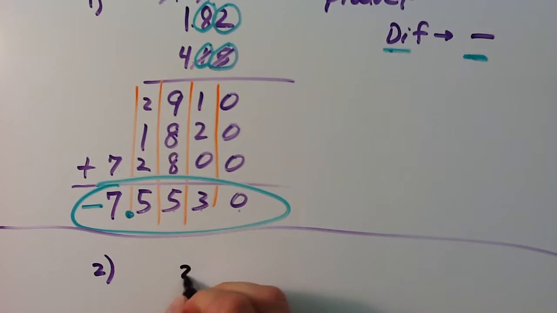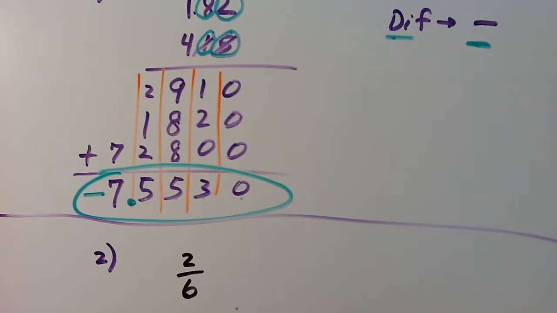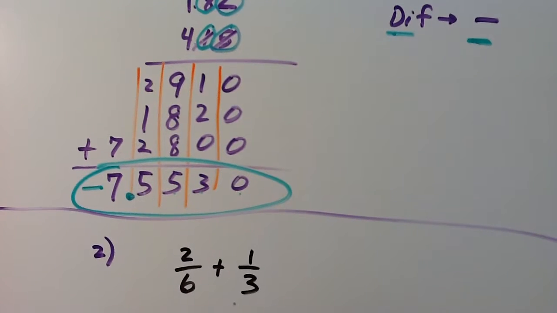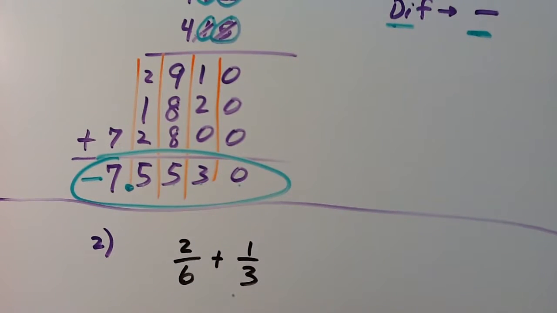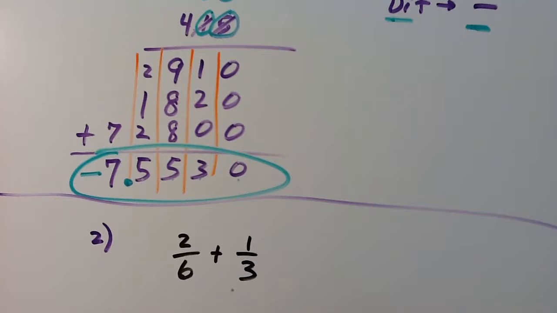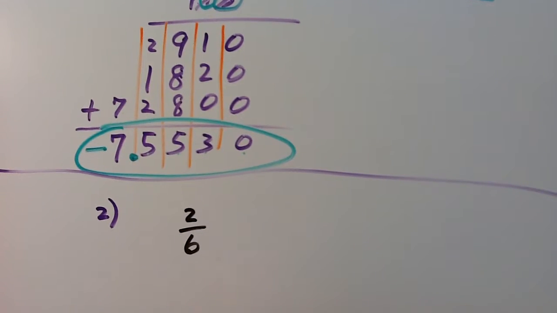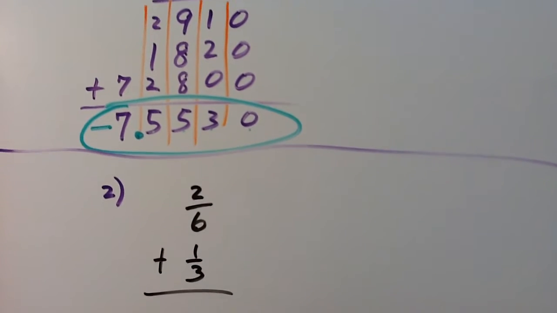Zoe walked 2/6 of a mile, and Angelina walked 1/3. And so if I want to know how far this is in total, I add them up. Because I'm adding fractions, I have to have a common denominator, okay? And so I like to write the problem vertically, up and down. 2/6 plus 1/3, right? That would be vertically, up and down.